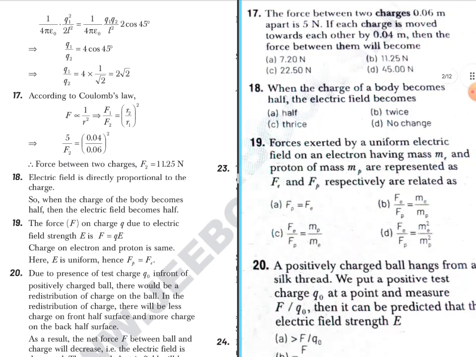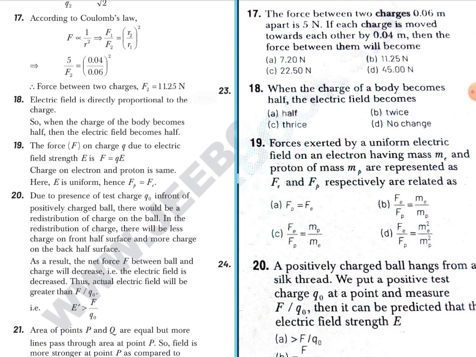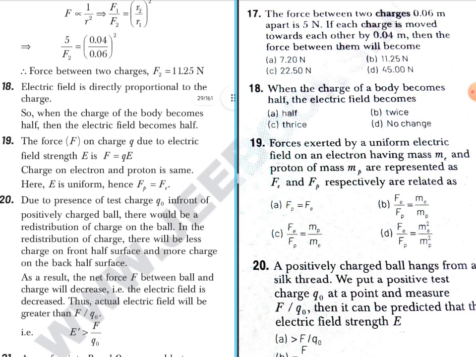The force exerted by the uniform electric field on an electron having mass me and a proton of mass mp are represented as Fe and Fp. And they're talking about a relation. E is equal to F by Q, F is equal to E into Q. The force on the charge Q due to the electric field is F is equal to Q into E. And the charge on a proton and electron is just the same.